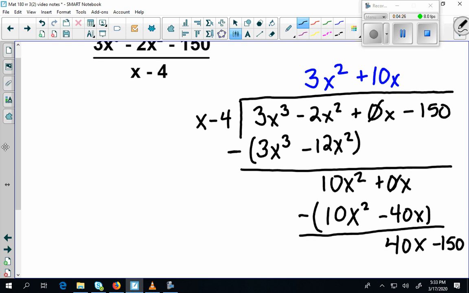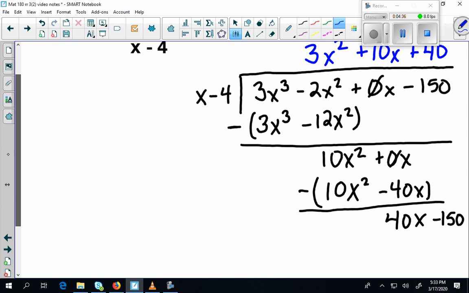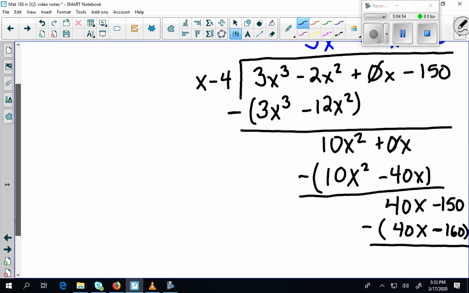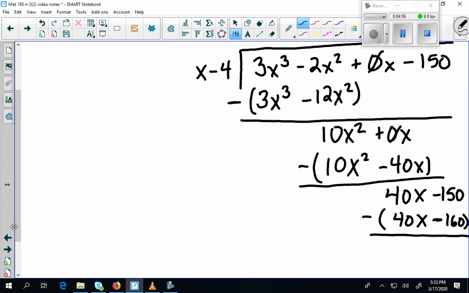All right, so now I'm going to look at that x, that first term in my divisor. How many times does it go into 40x? Should be plus 40. And my next step is, of course, to multiply. So I'm going to be taking away 40x, and then 40 times negative 4 is negative 160. 40x minus 40x is 0. Negative 150 minus negative 160 gives me 10.